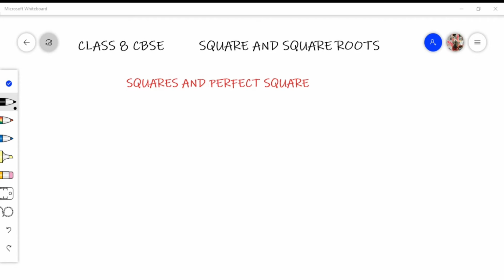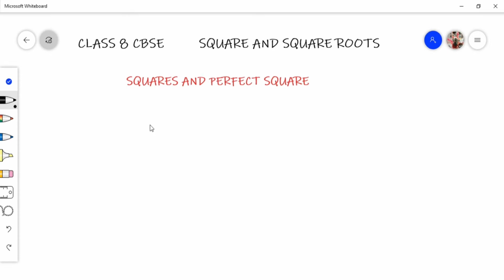So first of all, let us learn what squares are. When you hear the word square, what comes to your mind? According to me, it is a shape that has all the sides equal. But this square is a little bit different from that square. In this case, the square of a number is the product of the number with the number itself.